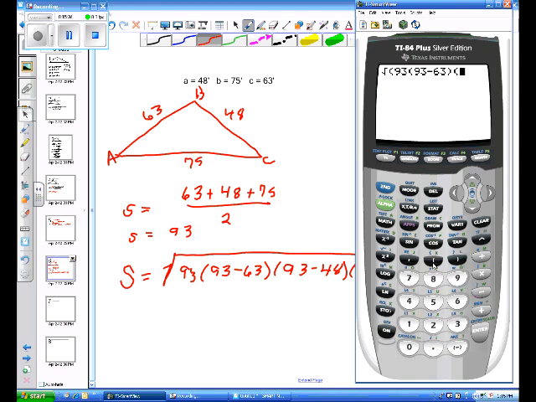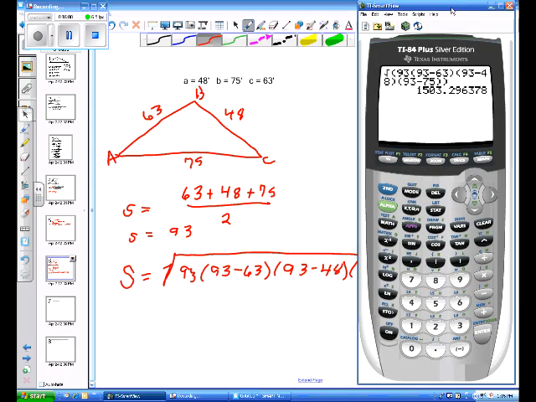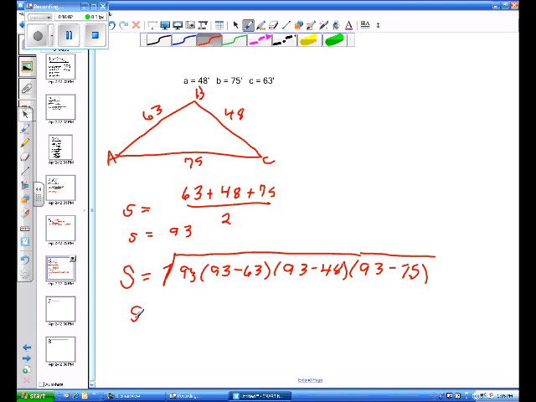Some of these you could do in your head. And don't forget, you're going to have to open and close parentheses. 93 minus 48 and 93 minus 75. So our area is 1,503 square feet. So it's a very easy formula to do.